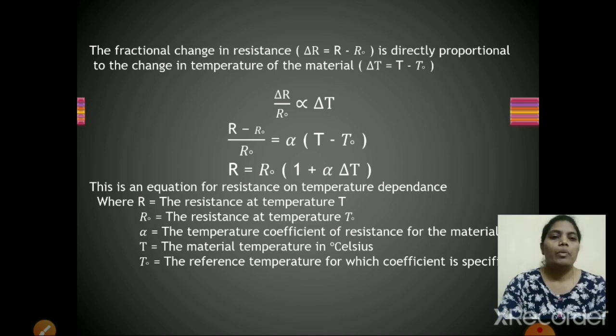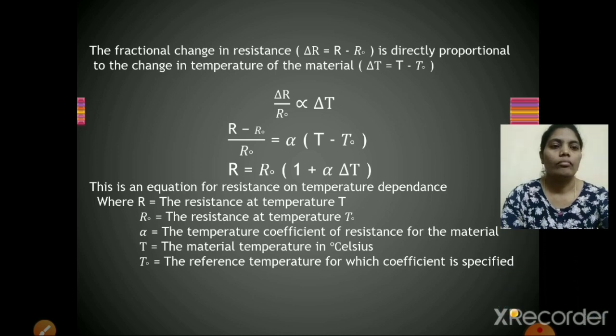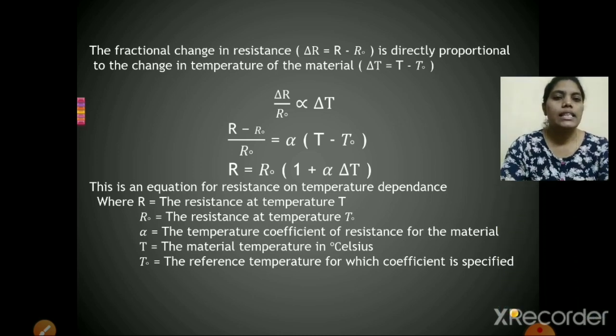Now if we take out the proportionality, we get a constant alpha. Now delta R is simply R minus R naught. On cross multiplying the factor in the second equation, we get R as R naught into 1 plus alpha into delta T. This is the equation for resistance's temperature dependence.